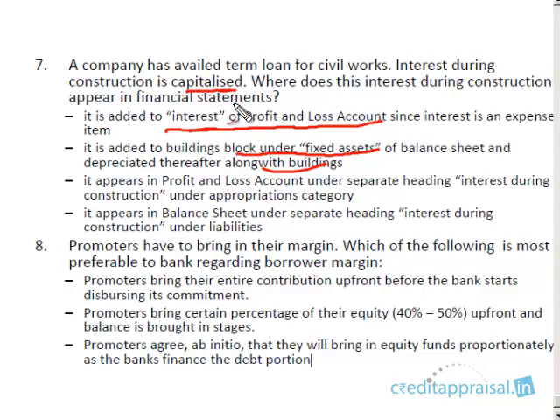This is not an interest for one period. Okay, this is an expense incurred for machinery, and this has to be capitalized. So this will be added to the relevant block of fixed assets, and then we'll be depreciating it along with the other buildings. Okay, so the correct answer is the second option.